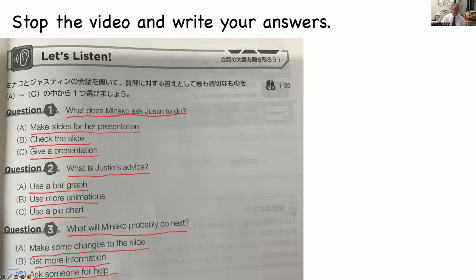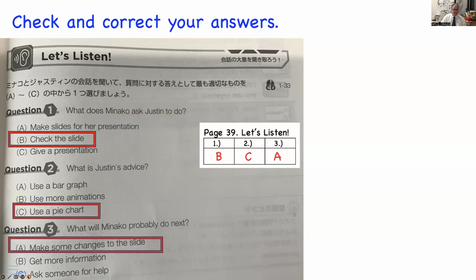Okay, here are your answers. What does Minako want Justin to do? She wants Justin to check the slide. Number two, what is Justin's advice? He suggests that she use a pie chart. And number three, what will Minako probably do next? Minako will make some changes to the slide. She will revise the slide.